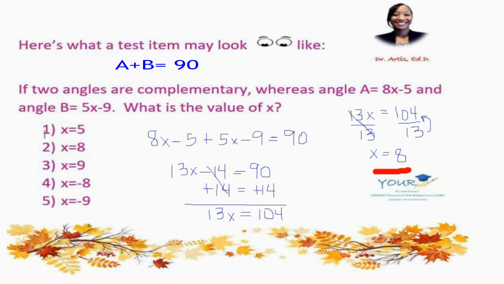And we can come over here to our options, and we see that option number 2 is the correct choice in terms of answering our question, which once again states, what is the value of x? Having solved for the value of x, we can now eliminate options 1, 3, 4, and 5 because we know that they do not apply.